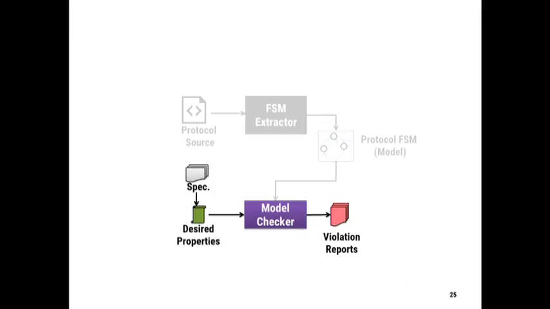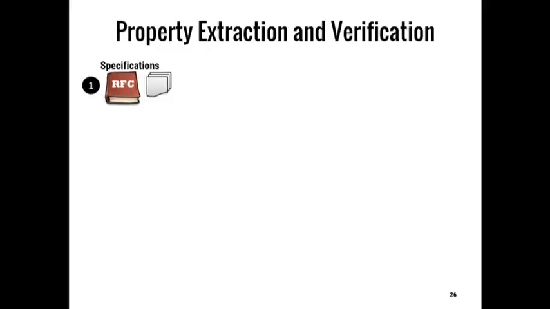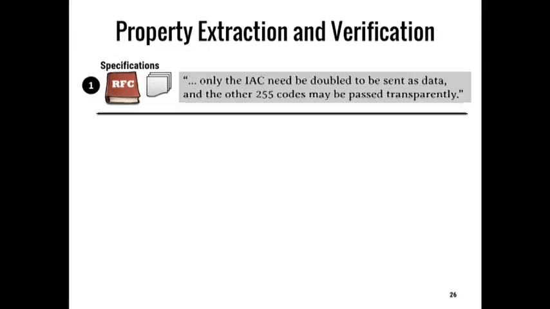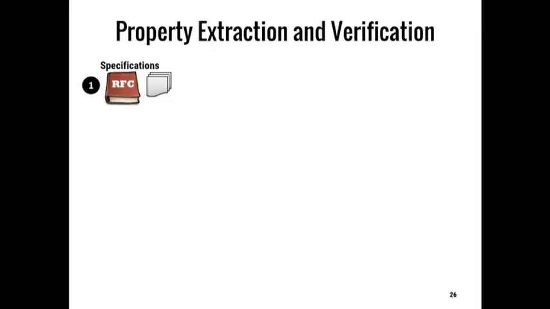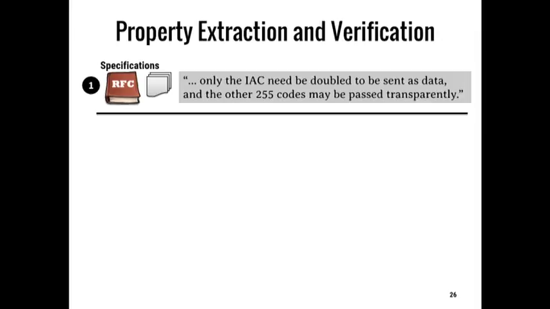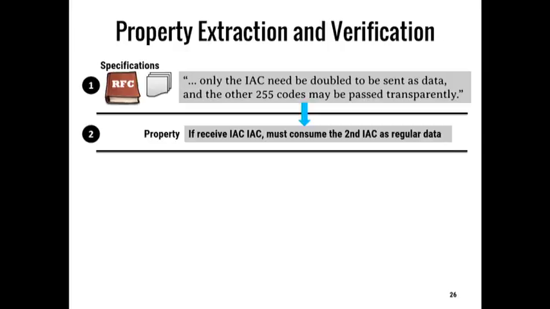Now let's take a look at the property verification step. As I said earlier, the properties are described in the specification of the protocol, or you can say the documentation of the protocol. Here is an example of a property taken from the Telnet RFC, and you can see its prose description. What it means in simple words is that if a node receives two IAC bytes back to back, it must consider the second IAC byte as regular data.